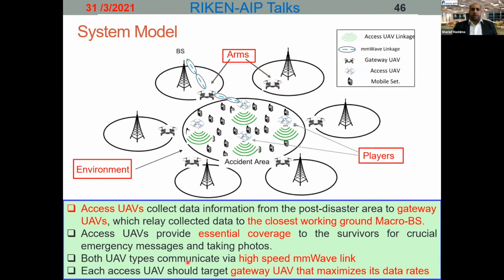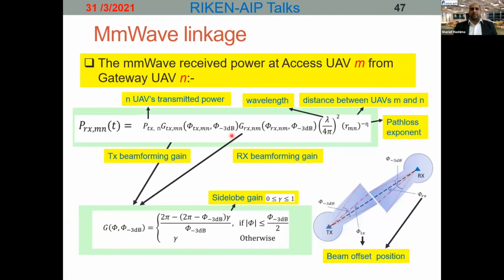So the UAVs will communicate with high-speed millimeter wave, and each access UAV will target a gateway UAV to maximize the data rate. Now the question is, what will be the reward? The reward, because we have multiple players, will be the total system sum rate.